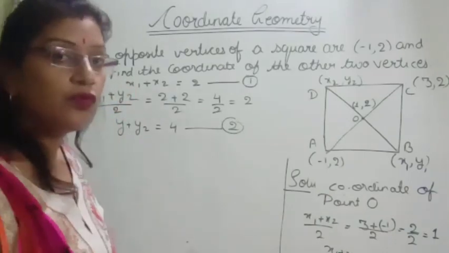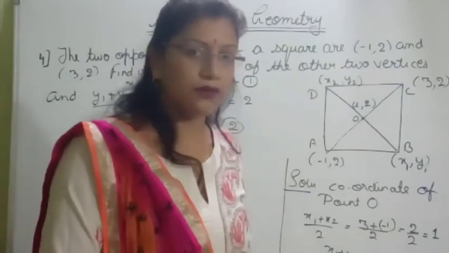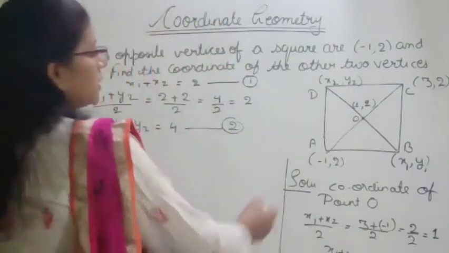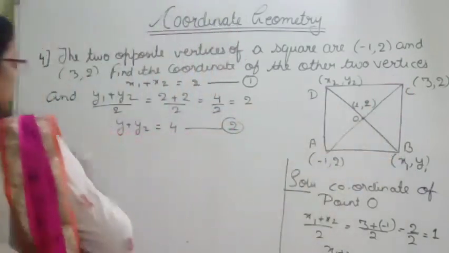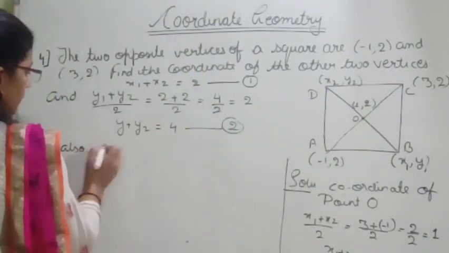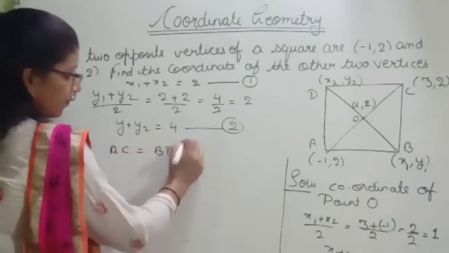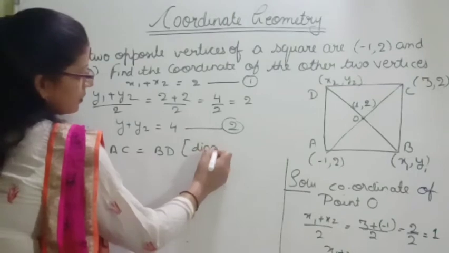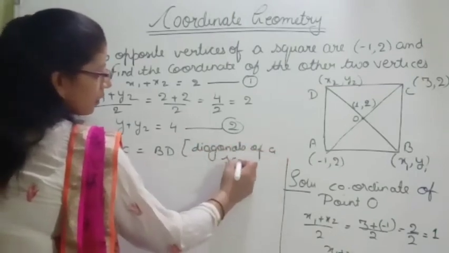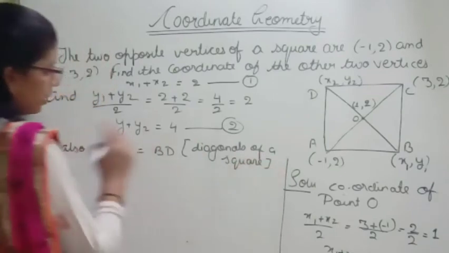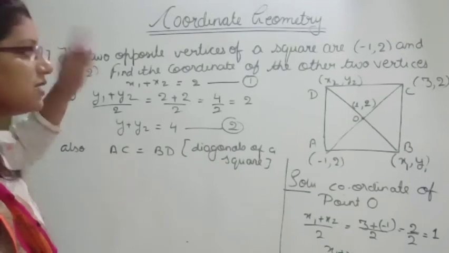Now one more thing you know: the diagonals of a square are equal. That means the lengths of AC and BD are equal. So AC is equal to BD. Why? Because diagonals of a square are equal. So how do we find it? By the distance formula. How will we find AC using the distance formula?